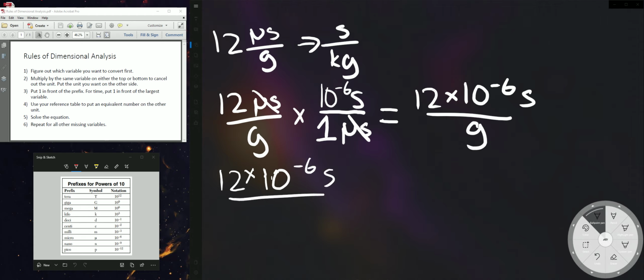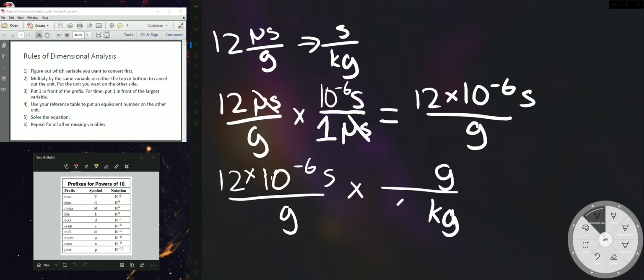Had some errors with my writing utensil. I want to get rid of this k. I want to get rid of the g. So I'm going to multiply by that unit on the other side, on the top. The unit I want is kg. I'm gonna put that on the opposite side, right? According to our rules, those are our steps.